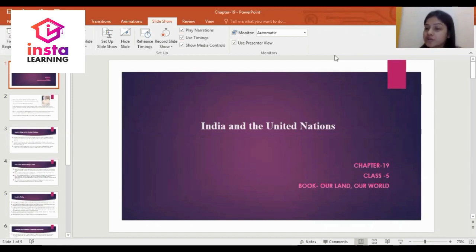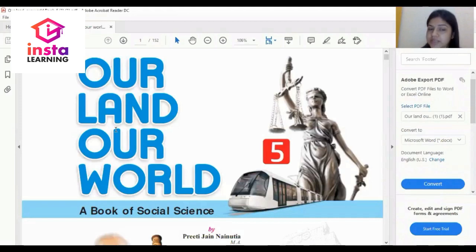Dear students, today we will study the 19th chapter of social science from the book Our Land, Our World. The title of the chapter is India and the United Nations. This is the last chapter of social science. We will study this chapter from the book Our Land, Our World. Dear students, let's start the chapter.